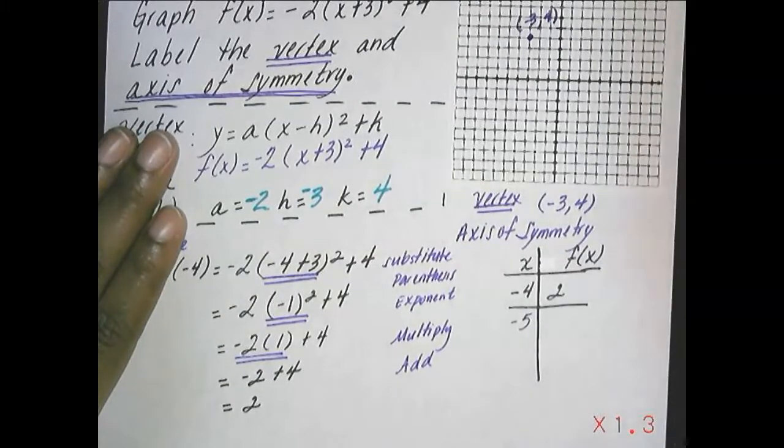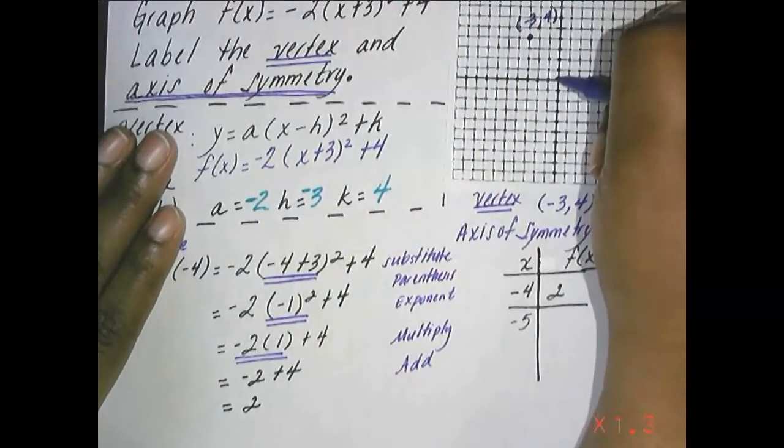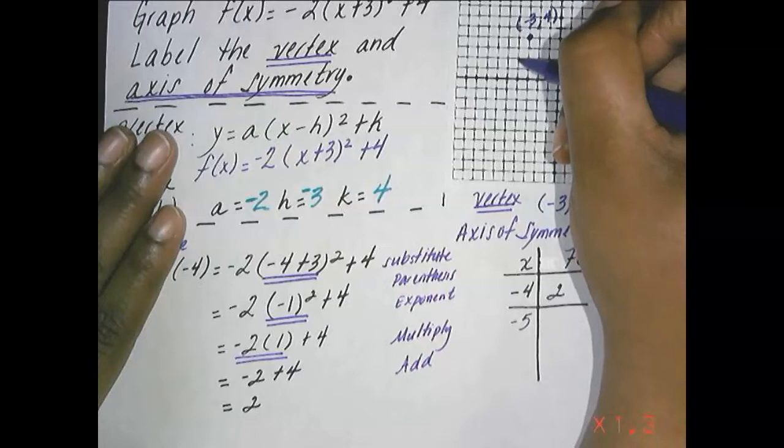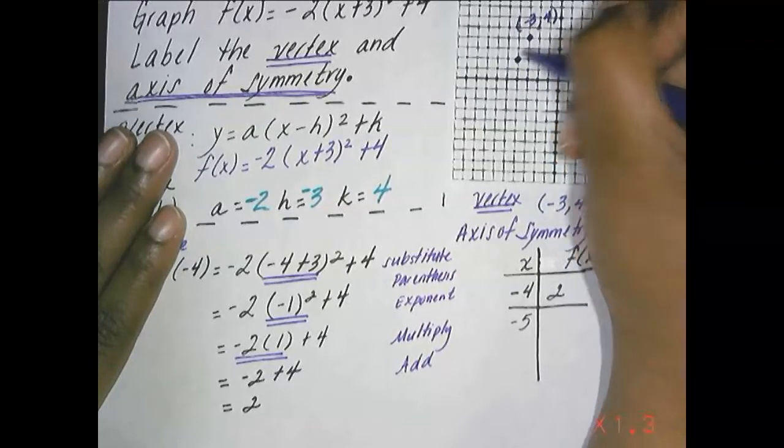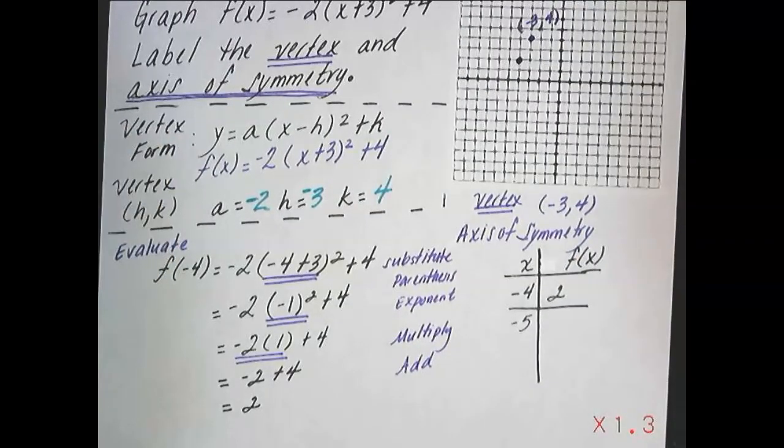So I'm going to get my pen and plot out -4, 1, 2, 3, 4, and up to 2. Boom, I got a point right there. Now I evaluated the -4.